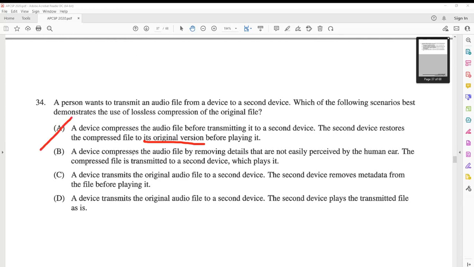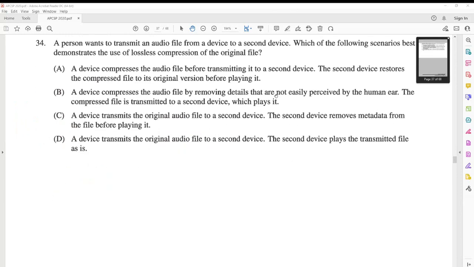No. The device compresses the audio file, removing detail that is not easily perceived by the human ear. The compressed file is sent to the second device, which plays it. Yes. The device transmits the original audio to a second one. The device actually removes the metadata. No. The device transmits the original audio file to the second one, which plays the transmitted data file as it is. No. So B. This one is about lossy and lossless compression.